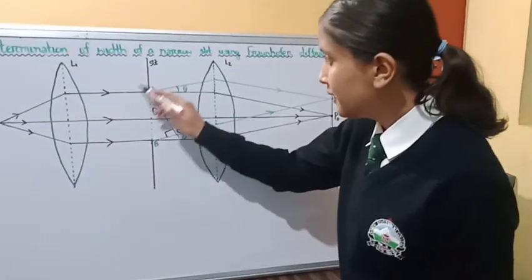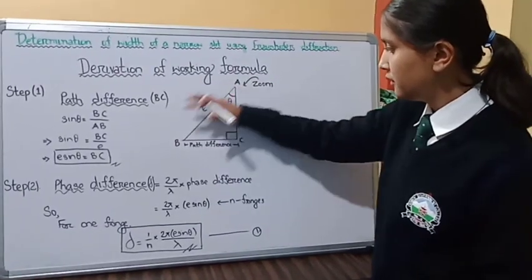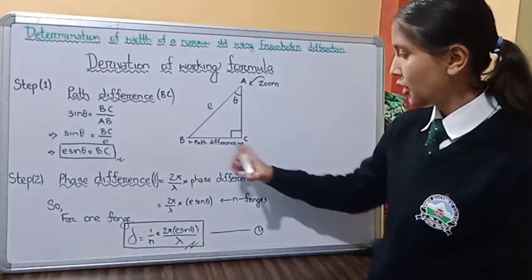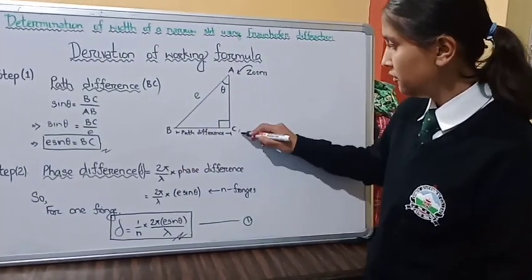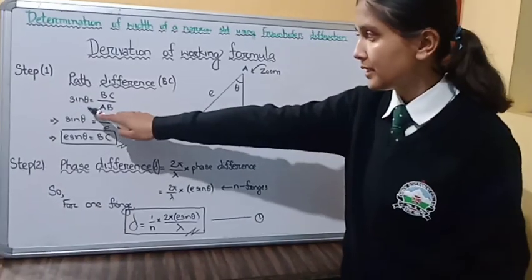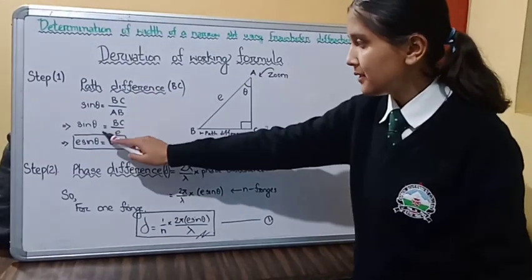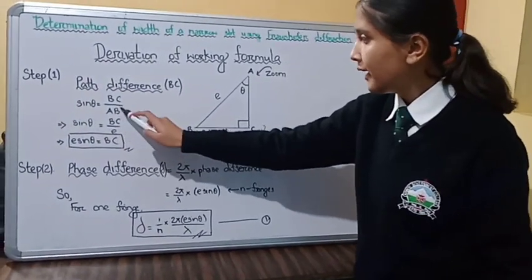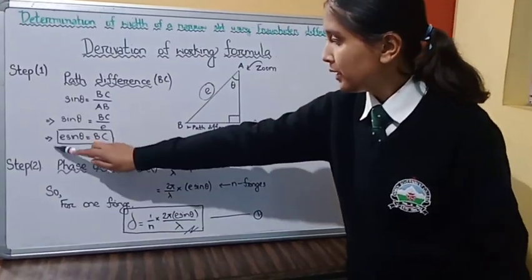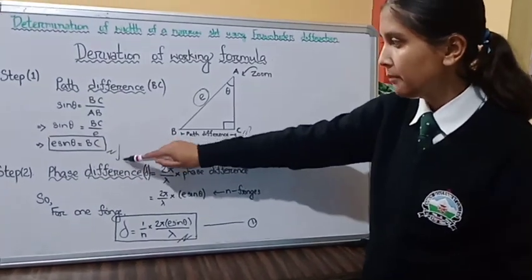So now I'll zoom in on this part of the diagram. This is the zoomed in figure from the previous diagram. Here in this figure, BC is our path difference which we need to find. From this figure we can write that sin θ = BC / AB, where AB is given by e, which is our slit width. So this implies BC = e sin θ, which is our required path difference.